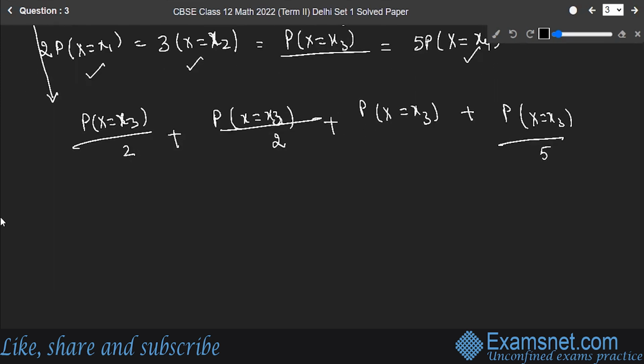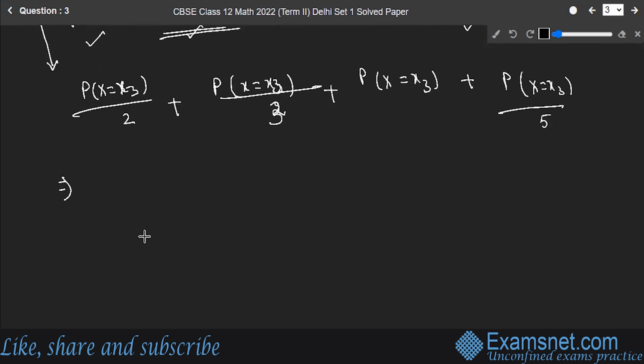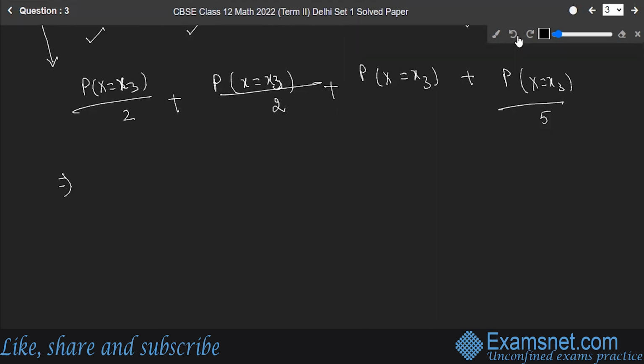Okay, so this will become, let's take the LCM. Wait, this has got to be 3, not 2 from here. Okay, all right. So now let's take the LCM. You will have here, the LCM will come out to be 30. So you will have the LCM as 30. This will be 15. Probability x is equal to x3. I'm taking that common.